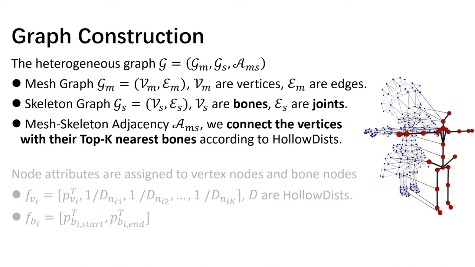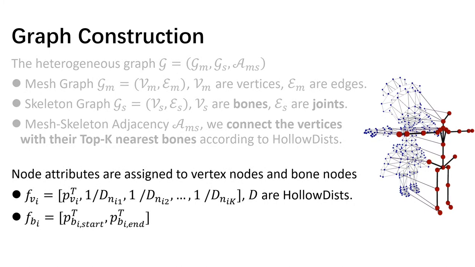Formally, given a character model with its mesh and associated skeleton, we build the corresponding graphs. Mesh graph GM, where nodes are mesh vertices and edges are mesh edges. Skeleton graph GS is built contrary to common perceptions, whose nodes represent bones and edges represent joints. Finally, we connect the vertex nodes in the mesh graph with their top k nearest bone nodes in the skeleton graph, according to HollowDist. In other words, in our work, we assume that the vertices are only influenced by their top k nearest bones.